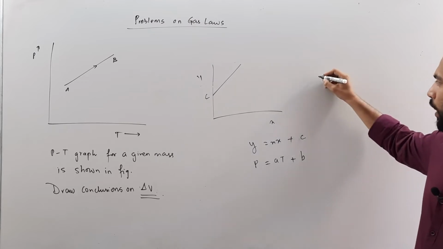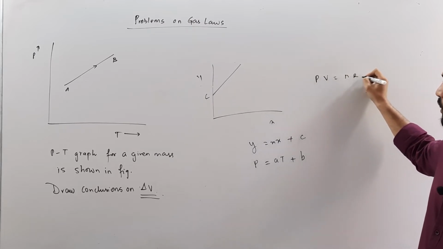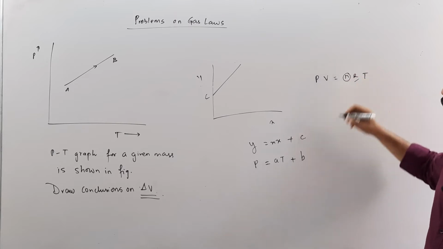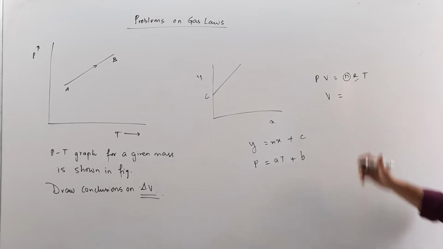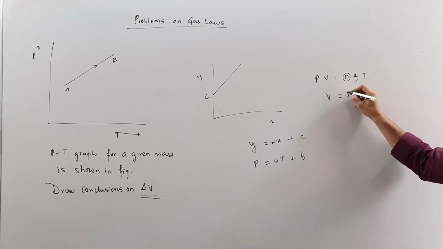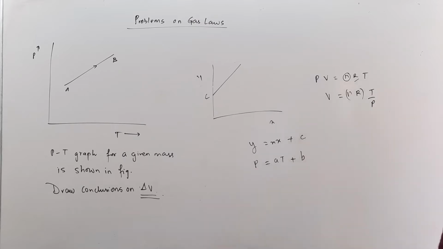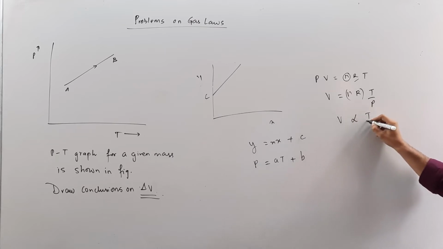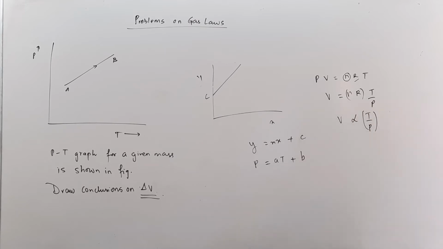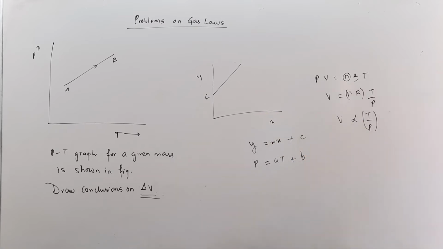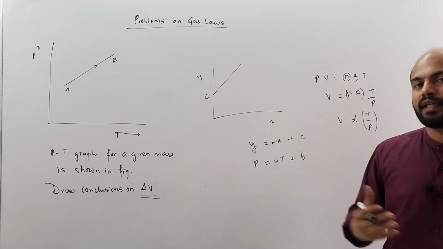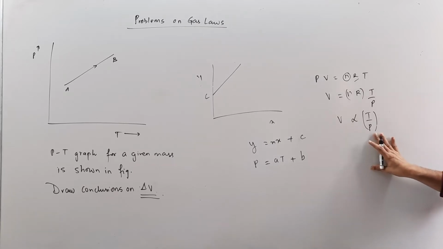Why I have chosen this is because when we go to PV equals nRT, n and R are constants, and we can say that volume is nRT by P. This is the relation that we have. So volume is directly proportional to the quantity T by P, and this is what we have to analyze. If this quantity is increasing, then we can say that the volume is increasing; that is, along with the rise in temperature, the volume is increasing. But now we have to analyze this part.